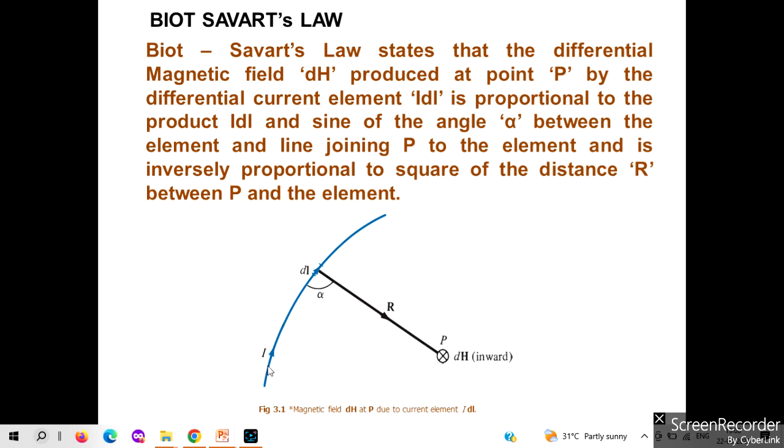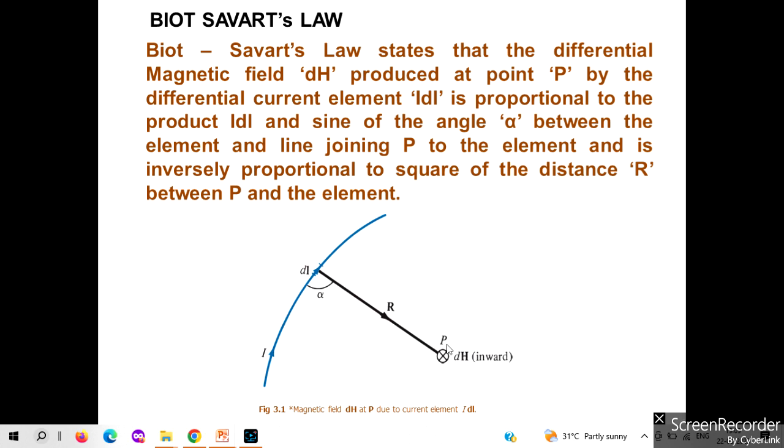So here, when the DC current is flowing in a current carrying conductor, let I be the DC current, then we try to calculate the magnetic field at a particular point of observation. So we have to see the magnetic field at a particular point. Let capital P be the point of observation from which we want to calculate the magnetic field due to the current.